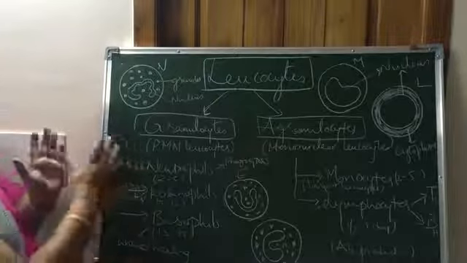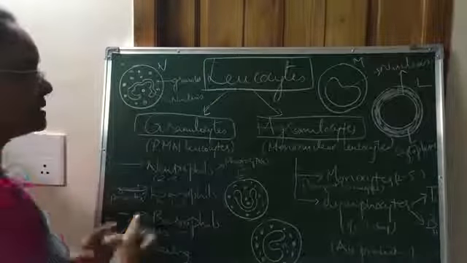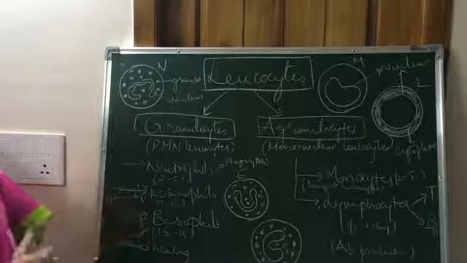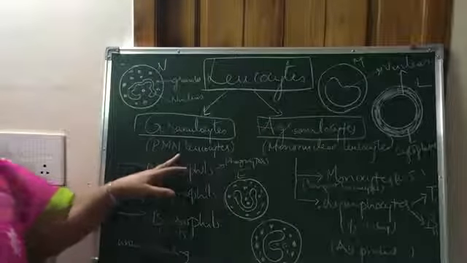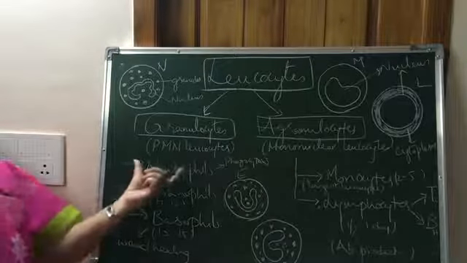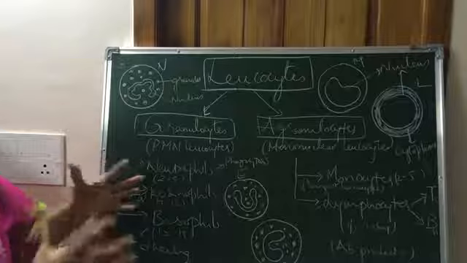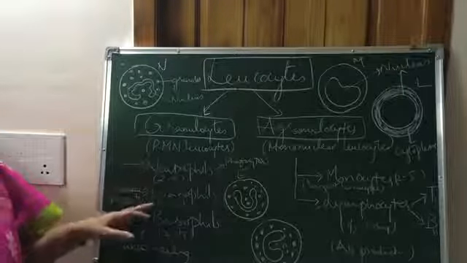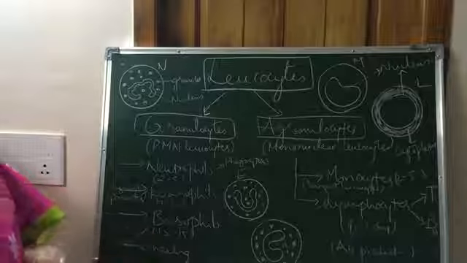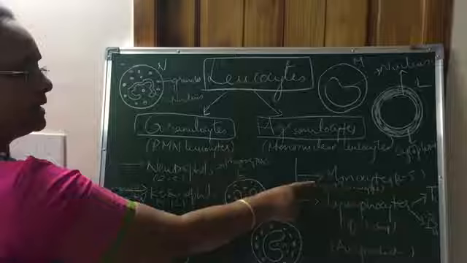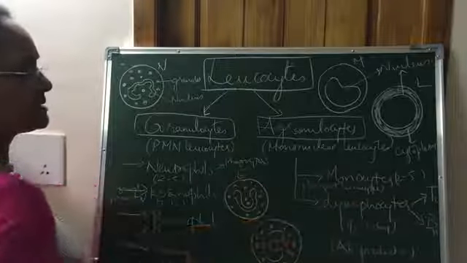Leukocytes, based on the presence or absence of granules, are divided into granulocytes and agranulocytes. They are called polymorphonuclear leukocytes and mononuclear leukocytes. The name itself indicates polymorphonuclears: the nucleus is bilobed or multilobed. They are again divided into neutrophils, eosinophils and basophils. Agranulocytes, or mononuclear leukocytes, are divided into monocytes and lymphocytes.